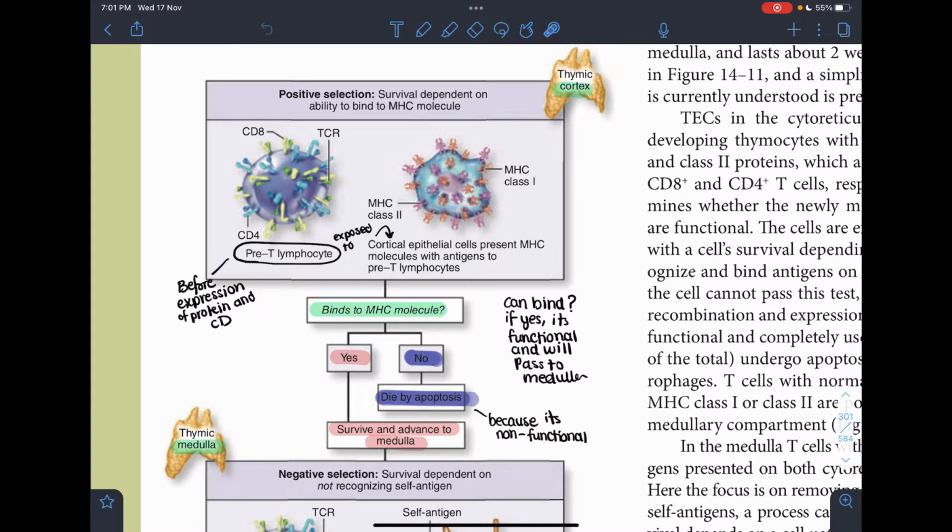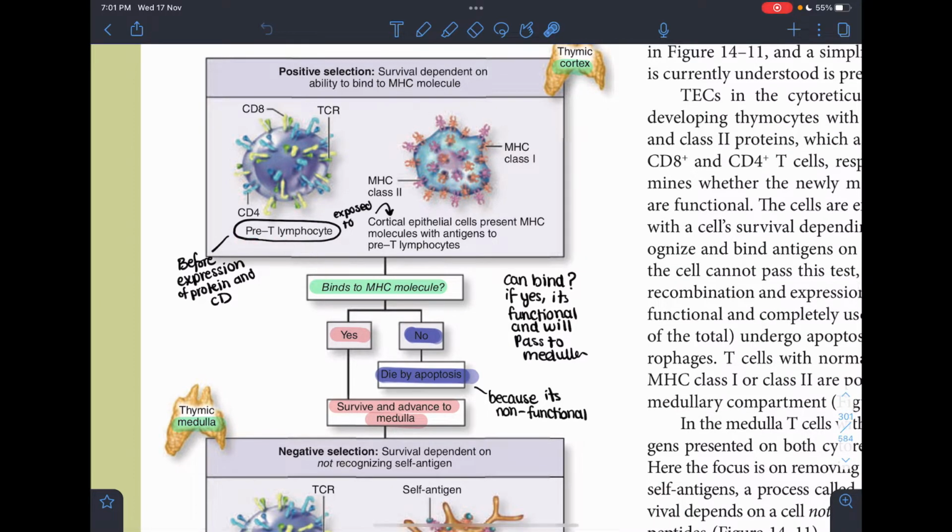So هدول pre-T lymphocytes will be exposed to the MHC molecules, and if they bind, نفس ما حكينا, they're going to survive and advance to the medulla, and if they don't, they're gonna die by apoptosis.